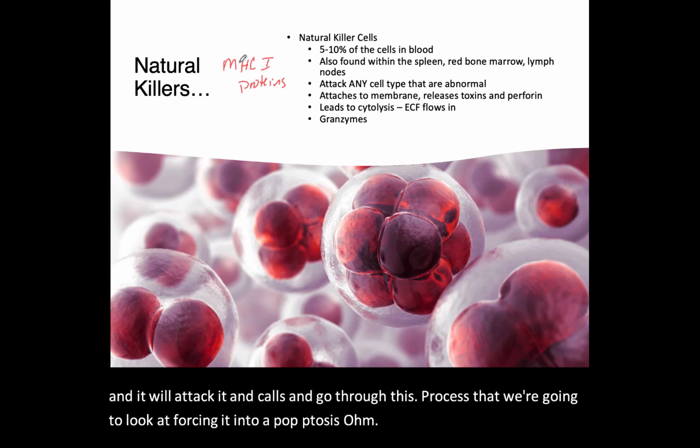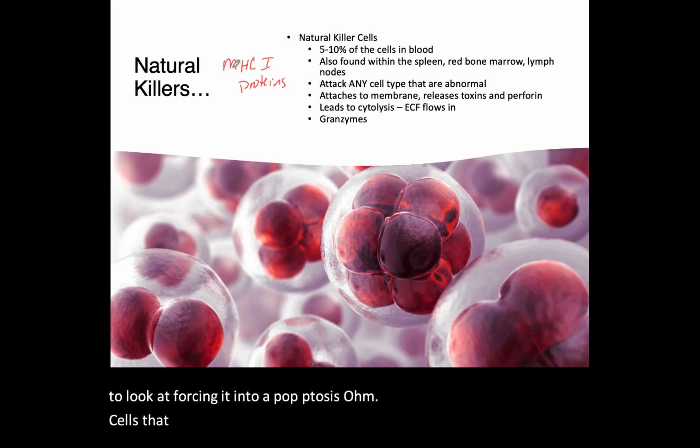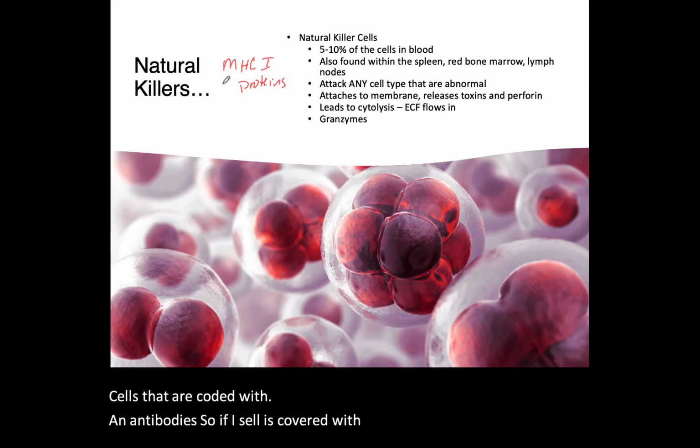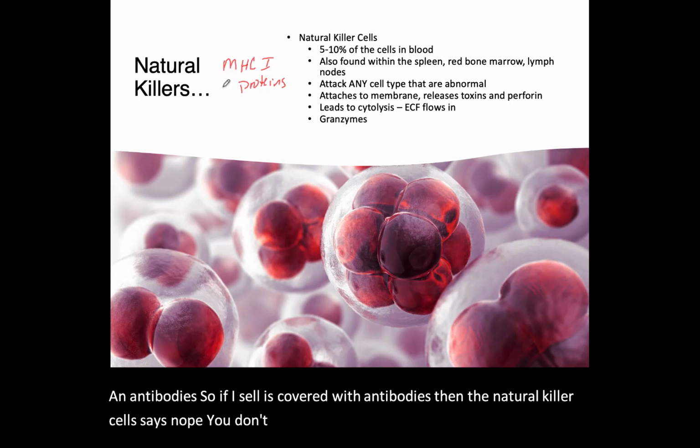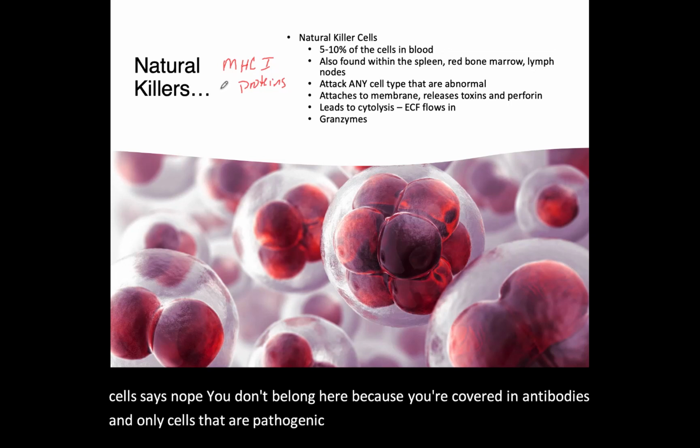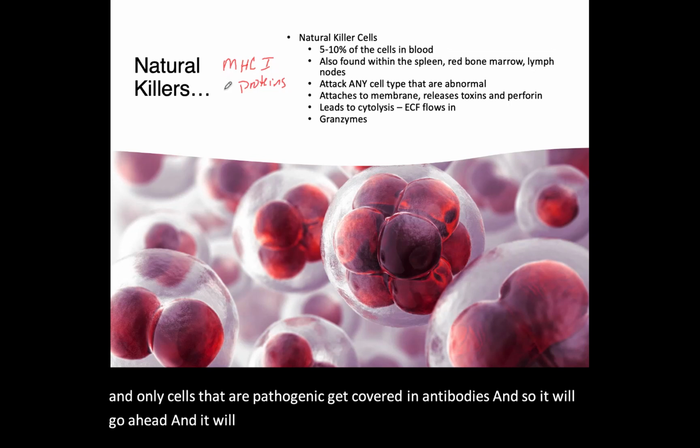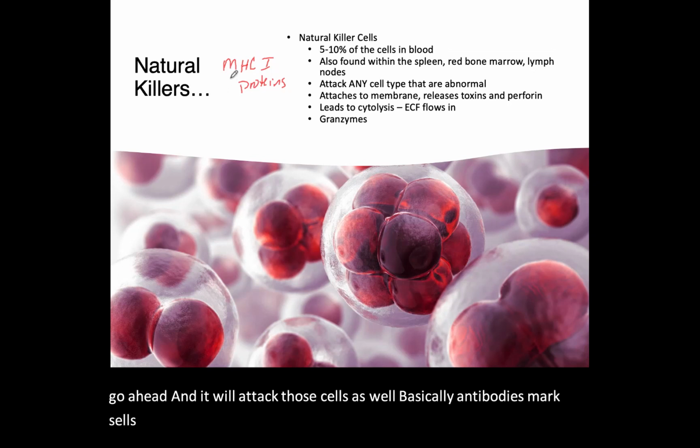Cells that are coated with antibodies. So if a cell is covered with antibodies, then the natural killer cell says, nope, you don't belong here because you're covered in antibodies. And only cells that are pathogenic get covered in antibodies. And so it will go ahead and attack those cells as well. Basically, antibodies mark cells for destruction, and the natural killer cells detect that.